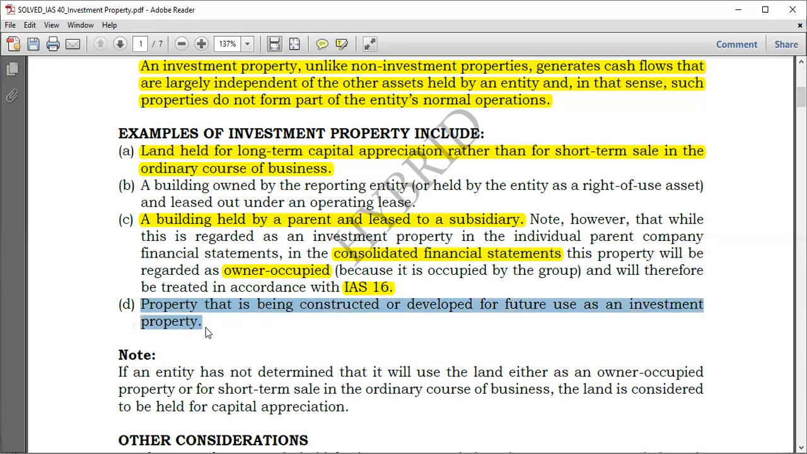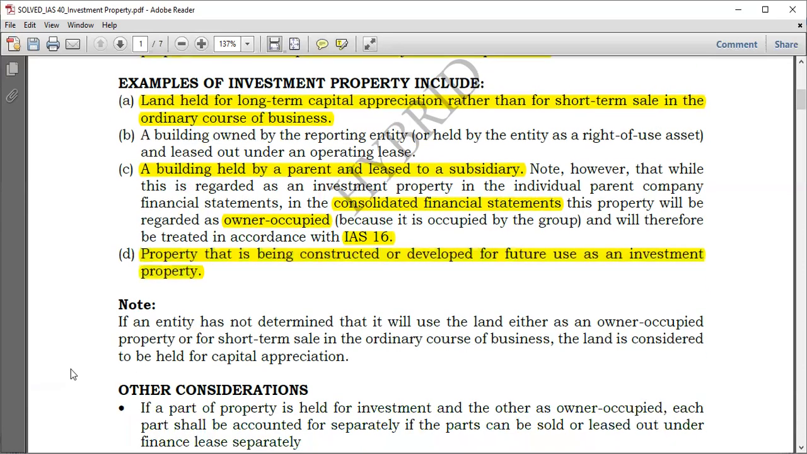I think this one is obvious, right? But actually you're not done with the examples. Let's presume that maybe you have bought land, but you have not determined the use for that land. So land, the future use of which is not identified already, can be considered that way too. If an entity has not determined that it will use the land either as owner-occupied property, that means for owner use, or for short-term sale in the ordinary course of the business, then the land is considered to be held for capital appreciation, and so that land is considered to be an investment property.